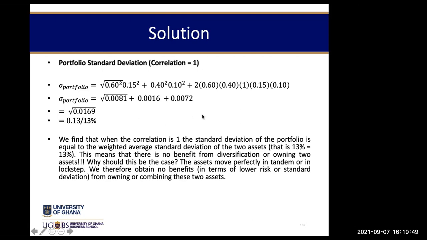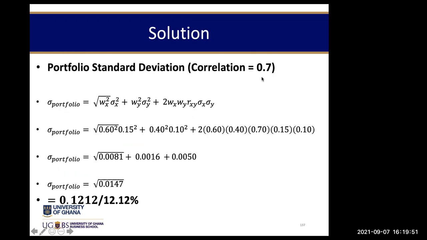When we reduce the correlation to 0.7, so again, the weight of asset 1 squared times the standard deviation of asset 1 squared, plus the weight of asset 2 squared times the standard deviation of asset 2 squared, plus 2 times weight 1 times weight 2. Now the correlation is 0.7, so here you slot 0.7 instead of 1, times the standard deviation of asset 1 times the standard deviation of asset 2. When we reduce the correlation, the standard deviation of the portfolio falls to 12.12%.